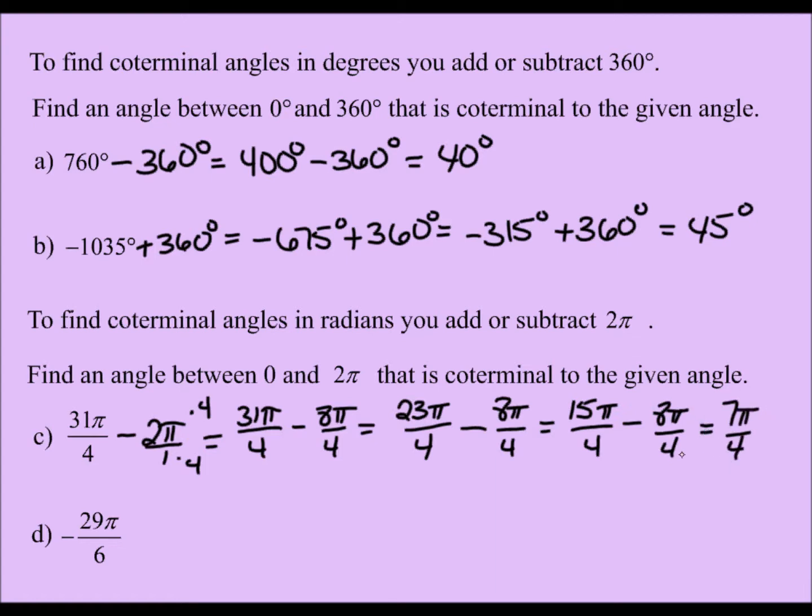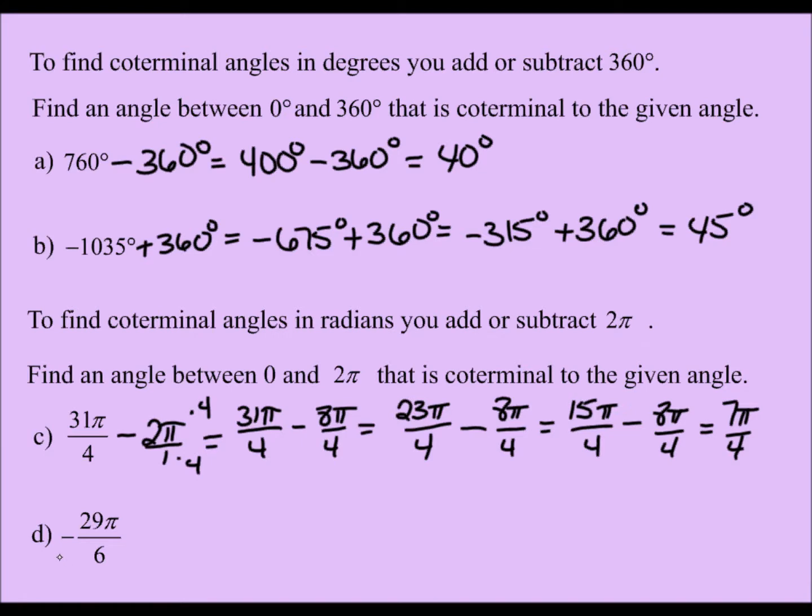This angle is between 0 and 2 pi. If you want to confirm, take 2 pi and put it into your calculator, get the decimal equivalent. Do the same with 7 pi over 4, and you'll see that it is between 0 and 2 pi.